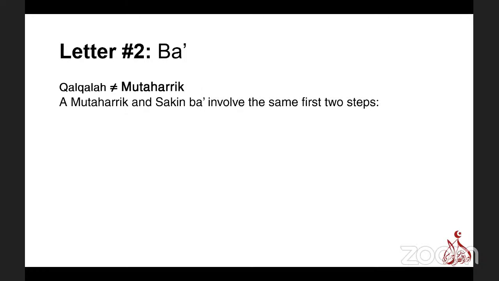Now here's how you differentiate between the two. If you have a ba that's mutaharrik, a fatha, dhamma, or kasra, and on the other side you have a ba that's sakin, they are similar. They are similar because their first two steps are exactly the same. Both of them have the same first two steps. You join your lips and then you release them. So if the ba is sakin or it has a fatha or a dhamma or kasra, same first two steps. Join your lips and release them.